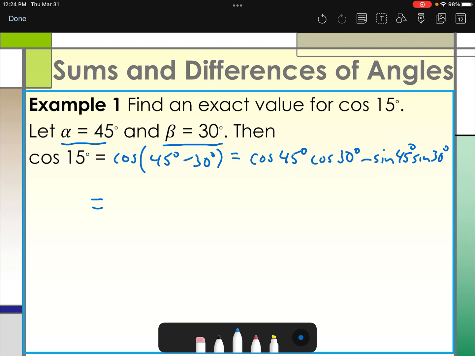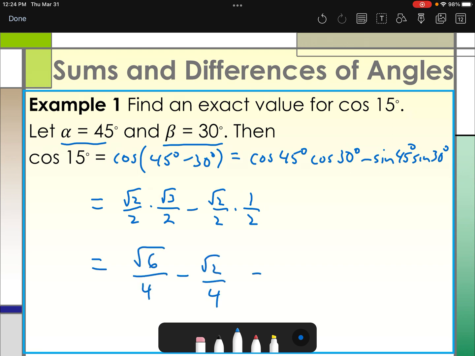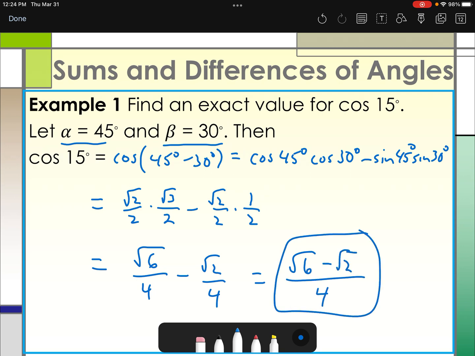So we're going to be able to find the exact value at 15 degrees. Now we know at pi over 6, or 30 degrees, the cosine is radical 3 over 2 exactly. So what is this exactly? Well, what's the cosine of 45? Rad 2 over 2. What's the cosine of 30? I just said it. It's radical 3 over 2. Minus the sine of 45 times the sine of 30, which is a half. So the exact answer then is radical 6 plus radical 2 all over 4. That's the exact answer of cosine of 15 degrees.